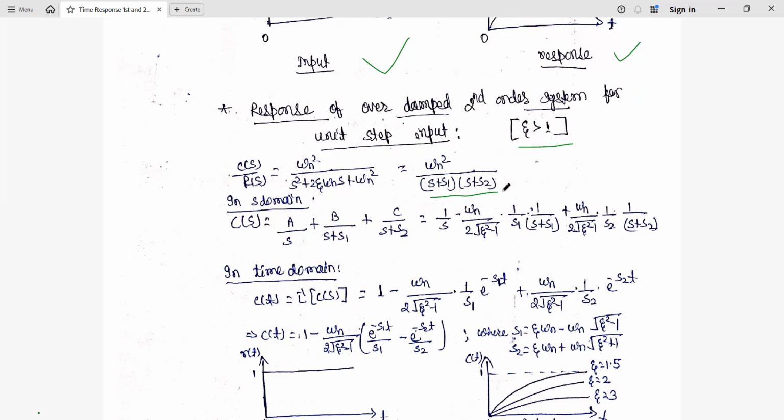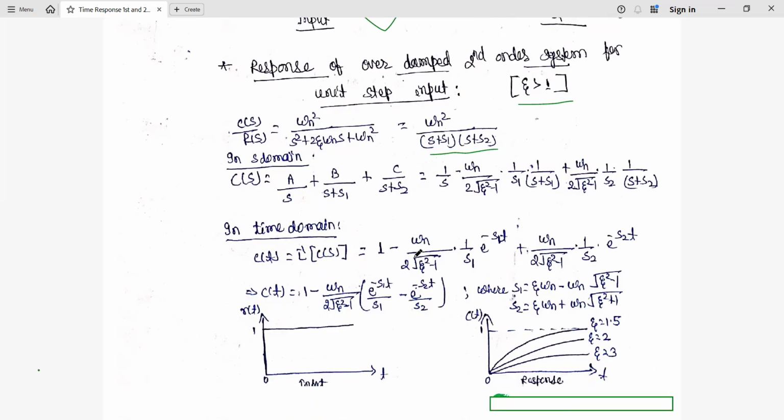And here it is written as S plus S1 into S plus S2. So finally later we are going to see the value of S1 and S2. Again, we have to find the solution by the help of partial fractions. Then we have to obtain the time domain, means Laplace inverse of the S domain. And finally here you are seeing that for different value of the damping ratio, performance of the system is going to change for the unit step. So these are the discussion about the transient response of the second order system for the different value of the damping ratio.